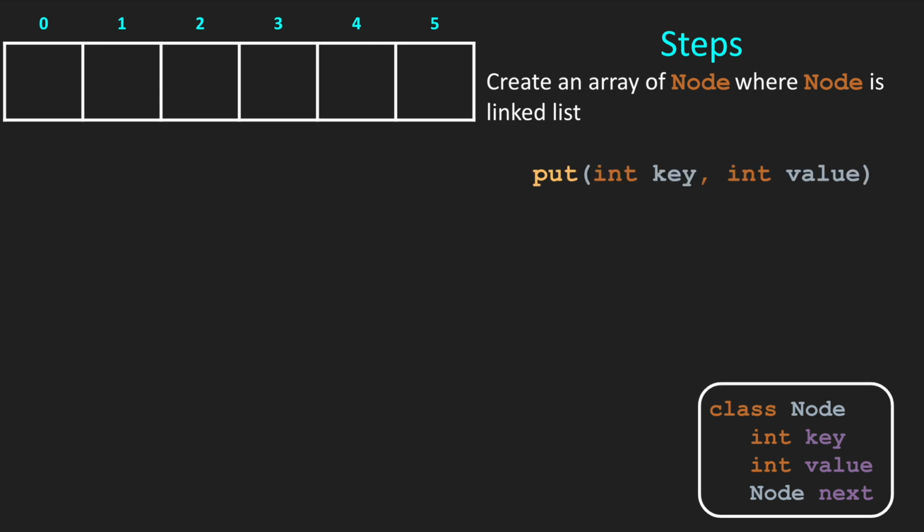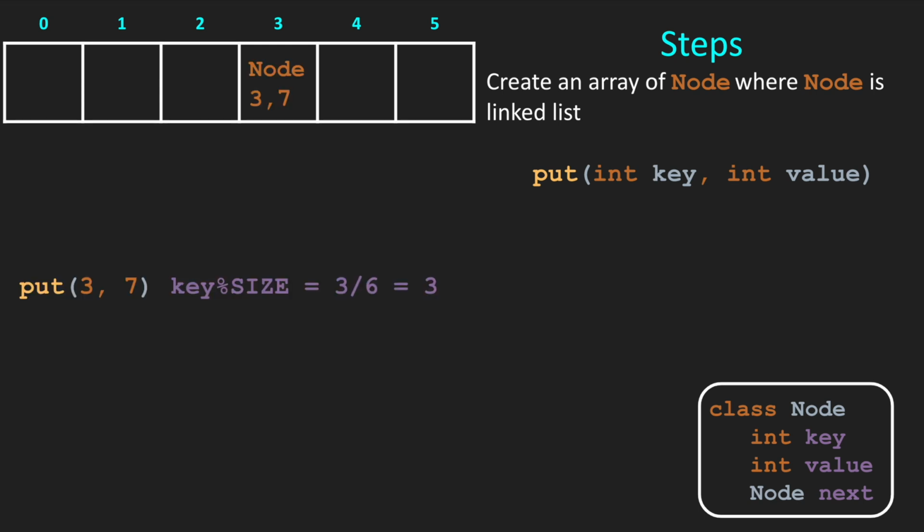So HashMap has 2 functions, put and get. Put is where we are adding key and value to our HashMap, and get is where we are getting our value by the key. So first let's take a look at the put function. What we do here is we are adding a key value pair 3 and 7.